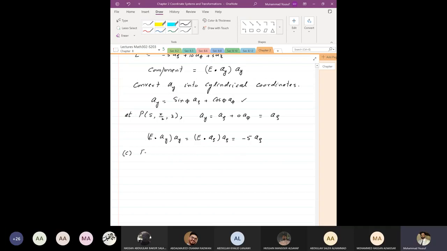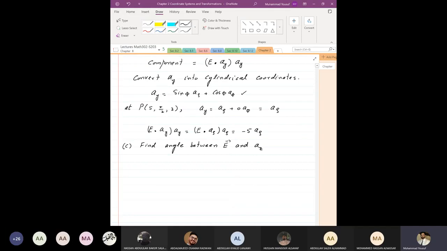So first find the angle between vector E and AZ. So first find the angle between E and AZ. Luckily, by chance, AZ is the same in Cartesian coordinates and also in cylindrical coordinates.